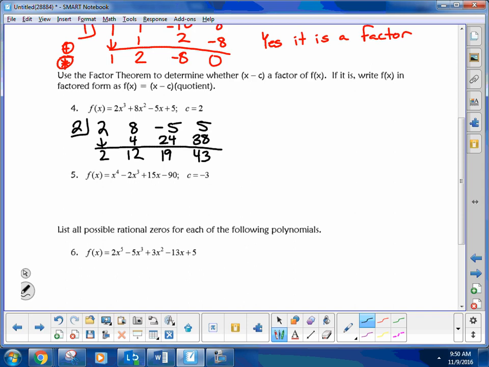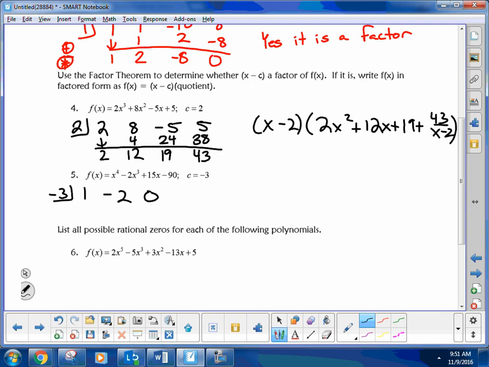So if this ends up happening, then you're just writing down x. This is going to be x minus 2. And then it's going to be 2x squared plus 12x plus 19 plus 43 over x minus 2. Just not a factor. Okay, let's move on to 5. Now in doing 5, we'll discover we have negative 3. And then we have a missing power in this one, so you have to be careful when you write these down. Sometimes it's best to just rewrite the polynomial before starting, because you might miss it as you're transporting it.